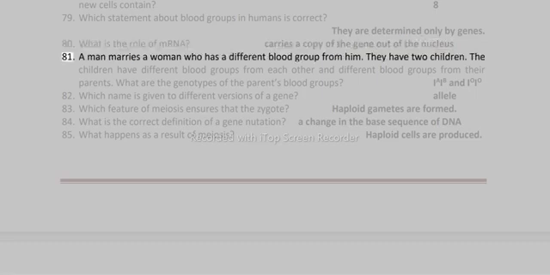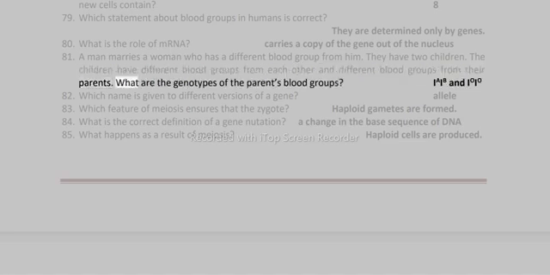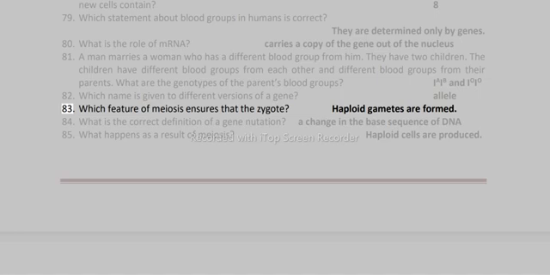81. A man marries a woman who has a different blood group from him. They have 2 children. The children have different blood groups from each other and different blood groups from their parents. What are the genotypes of the parents' blood groups? IA-IB and IO-IO. 82. Which name is given to different versions of a gene? Allele. 83. Which feature of meiosis ensures that the zygote haploid gametes are formed?